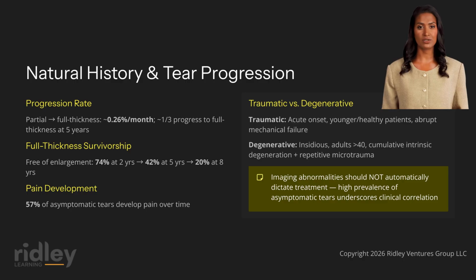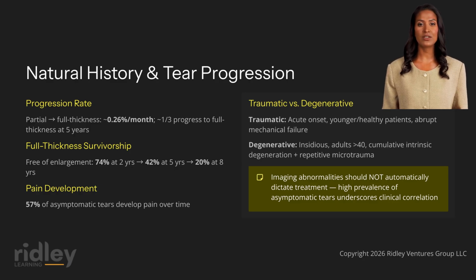partial thickness tears. A prospective study by Torchia and colleagues of asymptomatic degenerative rotator cuff tears in patients 65 years and younger, followed for a median of 7.1 years, found that tear enlargement occurred in 60% of shoulders. Full-thickness tears were at substantially greater risk for enlargement compared with partial-thickness tears, with roughly triple the risk of progression, and the 2-year, 5-year, and 8-year survivorship free of tear enlargement for full-thickness tears was 74%, 42%, and 20% respectively.